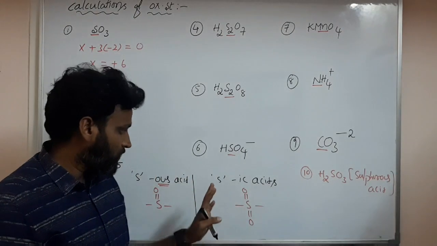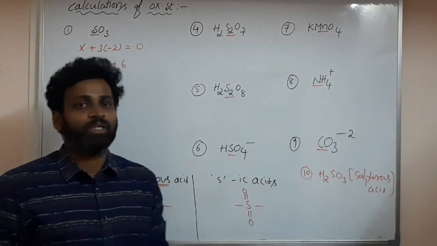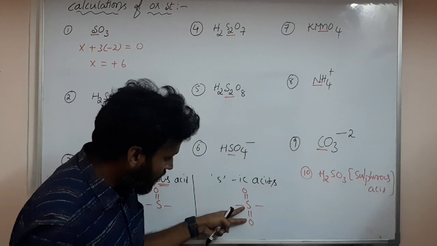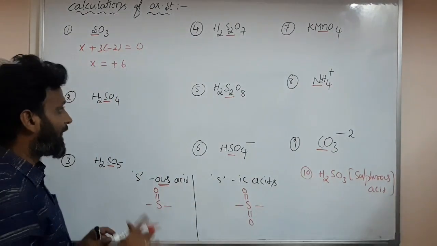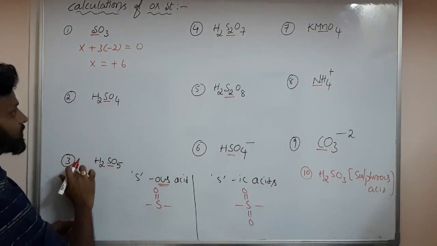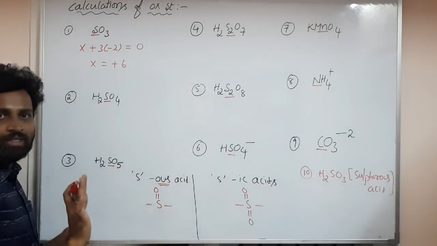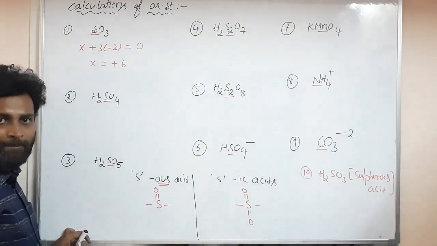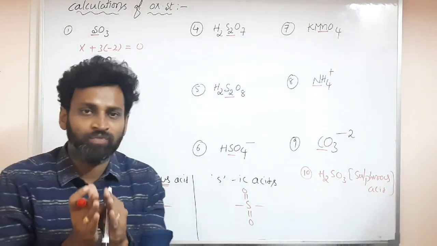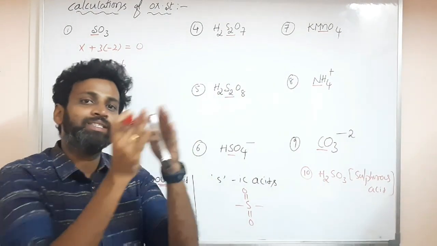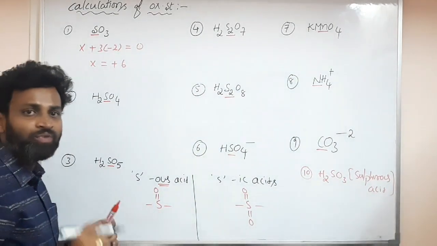And in that ic acid, there are 2 double bond O's. Remember, this is one S double bond O, this is one S double bond O, and 2 single bonds you will have. So actually here the second, third, fourth, fifth, sixth are all ic acid type only, except this us acid. This classification of sulfur acids we will have in second year, but now I will give you a simple way to remember sulfur acids.